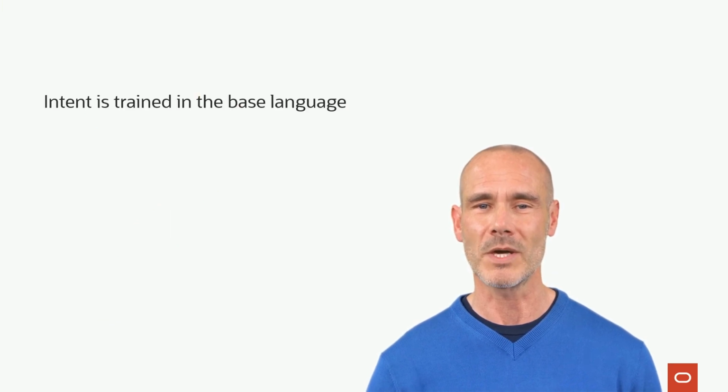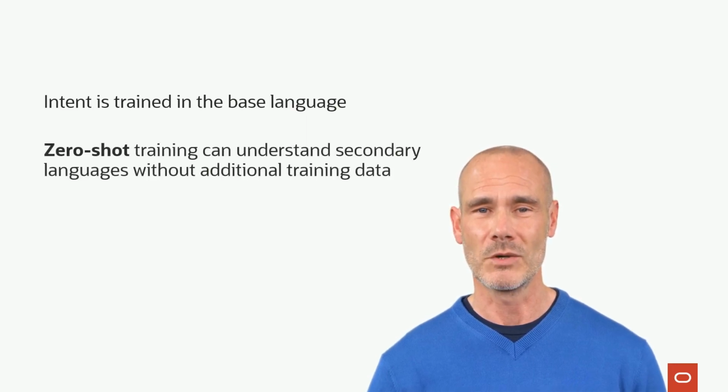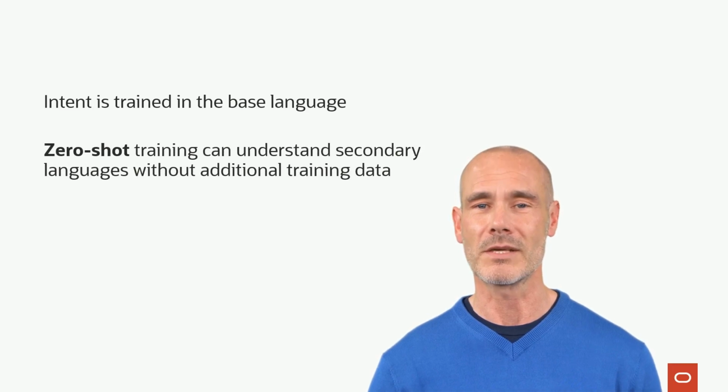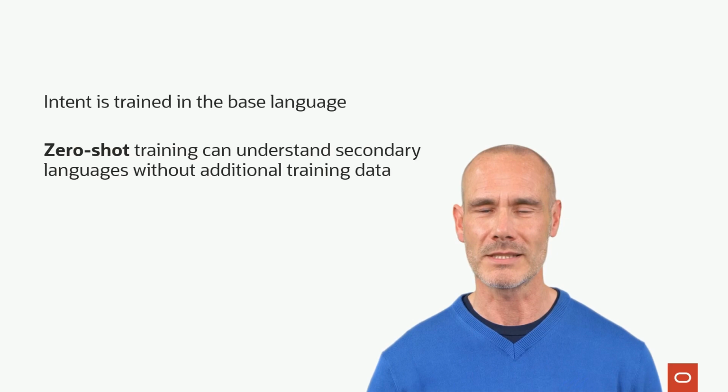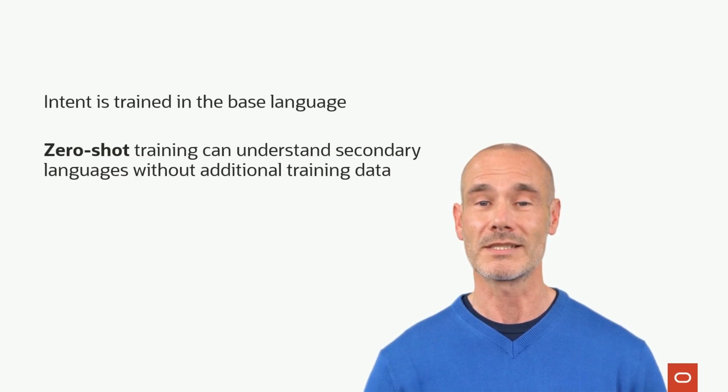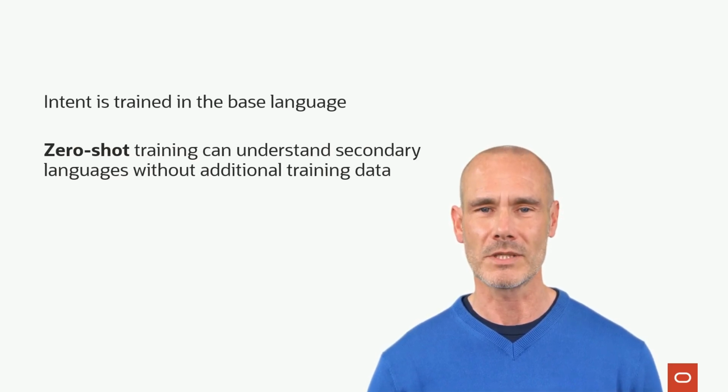When building an intent model for a digital assistant, it's typically trained in a base language, which is usually the most commonly used language for the intended audience. However, with the advent of zero-shot learning, the intent model can also understand secondary languages without any additional training data. Zero-shot learning allows the intent model to recognize patterns in other languages that it hasn't been trained on and understand their meanings. This makes it possible to expand the reach of the digital assistant to speakers of other languages without incurring the cost and time of building a separate model for each language.